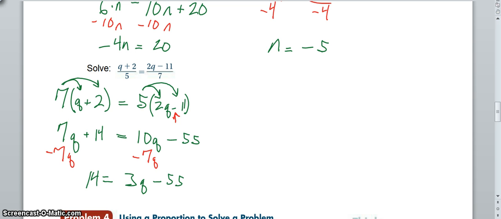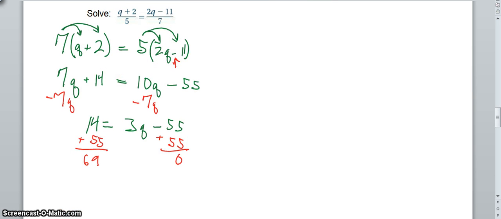So now I need to put my constants on the left side and then solve it from there, so go ahead and try that on your own. Alright, so then when I combine my constants, I just add the 55 to both sides. Because it was a negative 55 over here, we need to add 55. Those combine to make 0 on that side, and 14 and 55 give you 69.